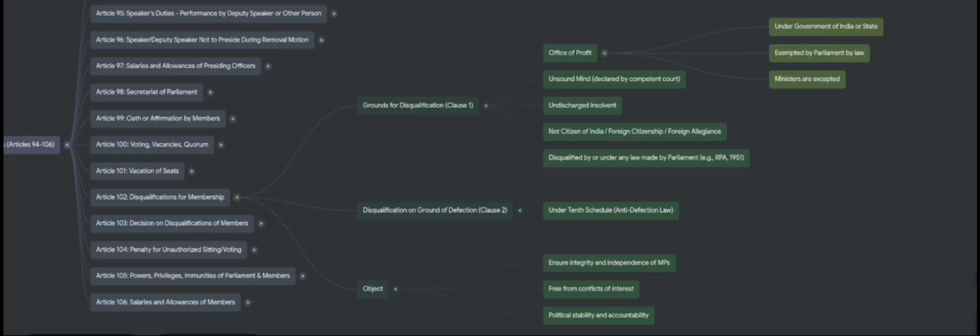But the decision on defection rests with the Speaker or Chairman, doesn't it? And is there an element of judicial review involved, despite the schedule initially saying the Speaker's decision is final? I remember the Kihoto Hollohan case being important here.